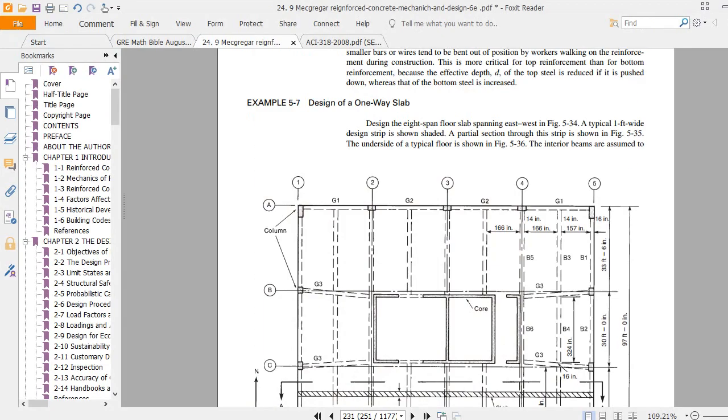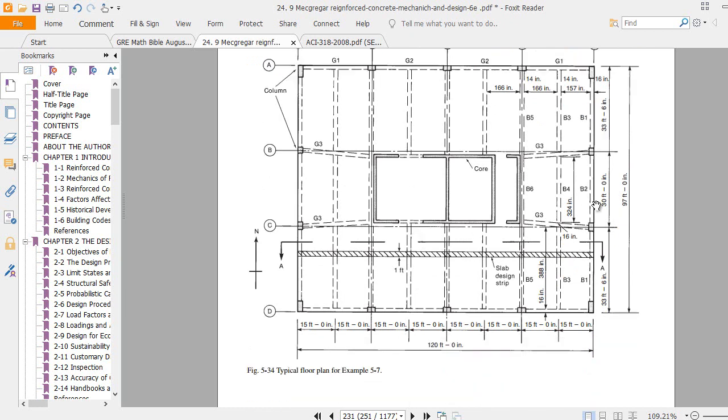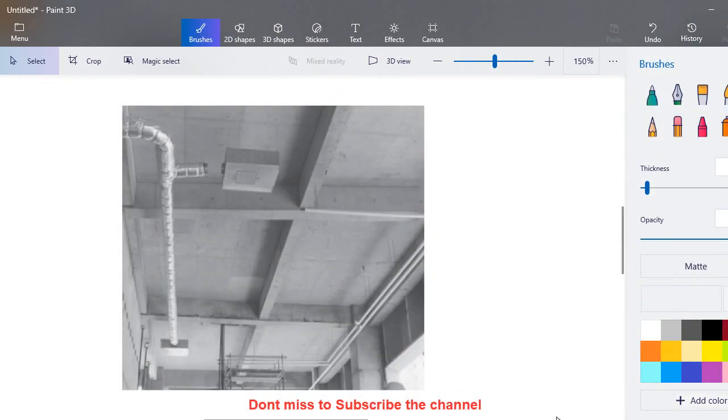Now coming back to the question. This is the question, this is the statement, and this is the grid system. This is 97 feet, and in this direction it is 120 feet, and here we have the actual diagram. We have to design this one-way slab system, this one. Let me show you what we have to design. We have to design this slab system. We are given that this span length is 15 feet and this one is also 15 feet.